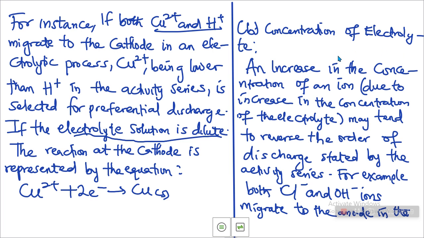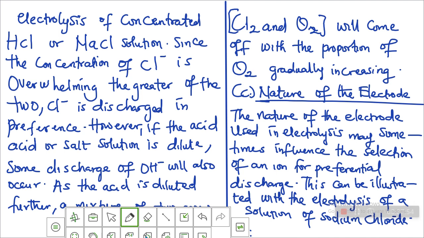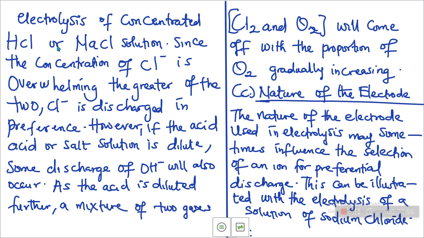Concentration of electrolytes: what will happen when the ion is dilute and when it is concentrated? An increase in the concentration of an ion, due to an increase in the concentration of the electrolyte, may tend to reverse the order of discharge stated by the activity series. For example, both chlorine and hydroxide ions migrate to the anode in the electrolysis of concentrated HCl or NaCl solution.